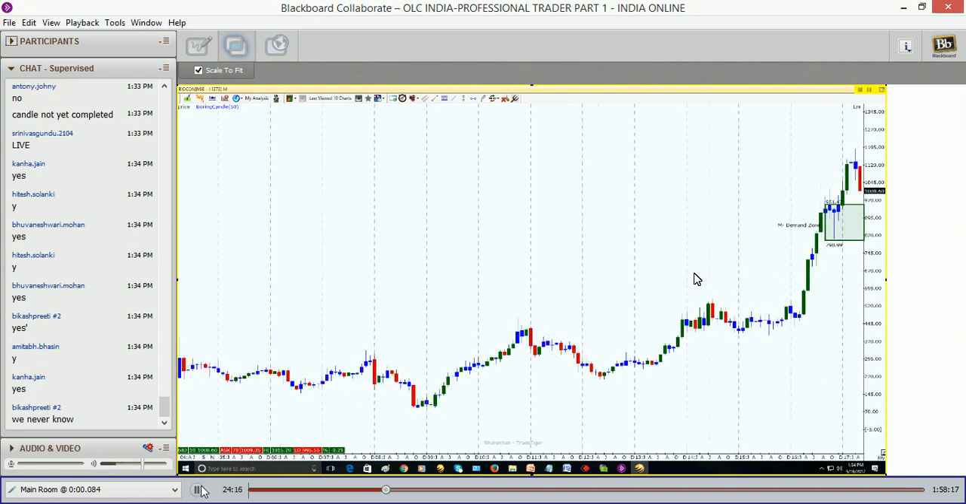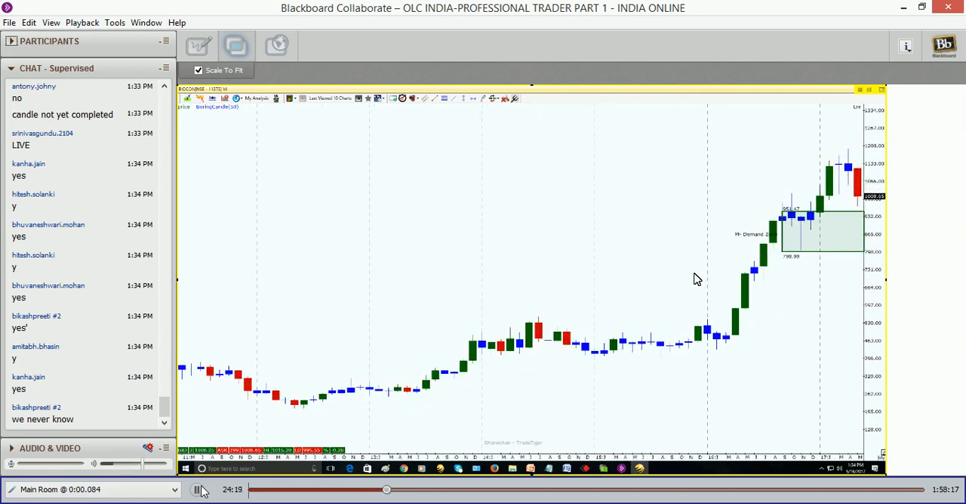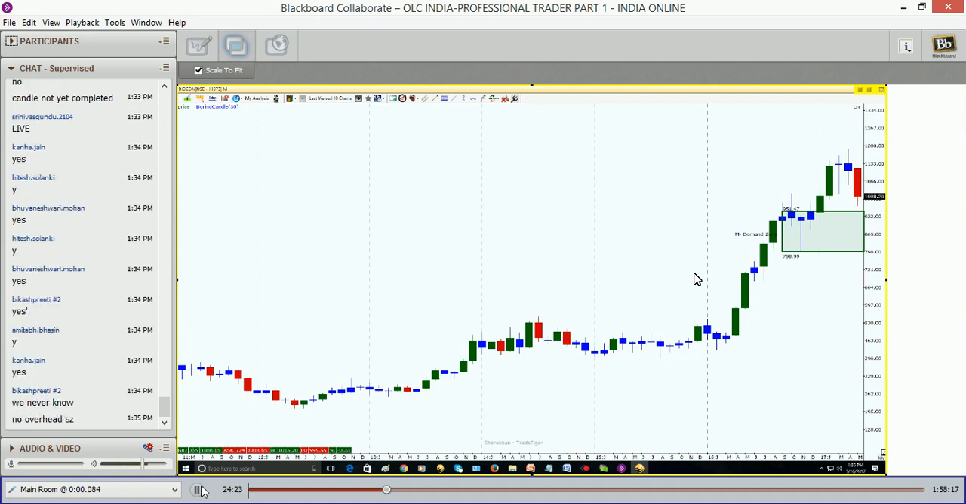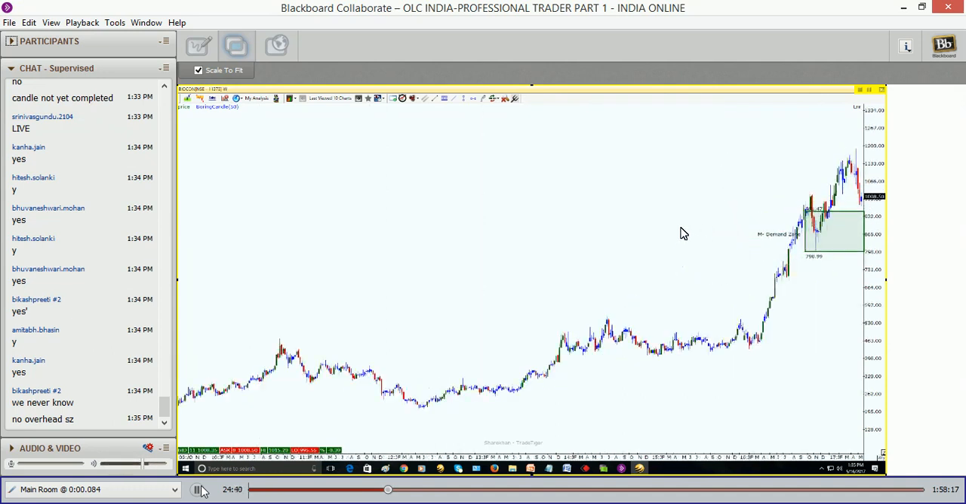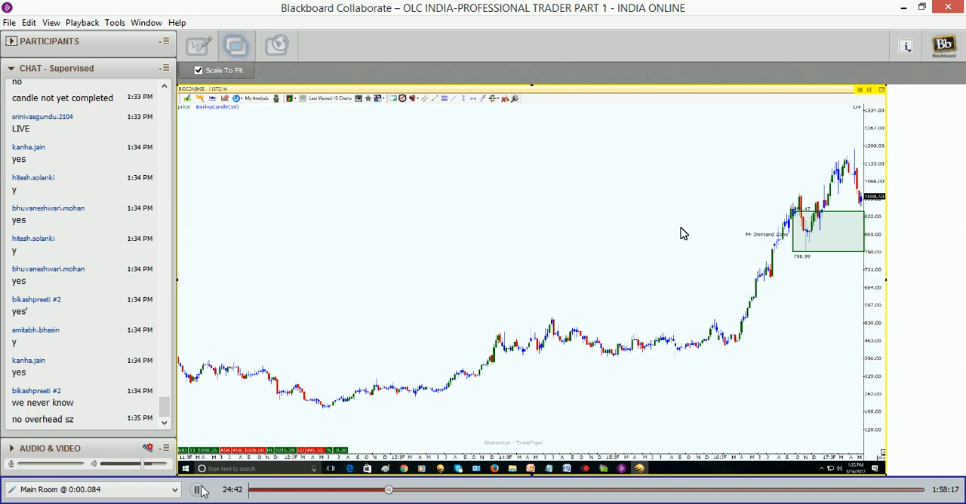Is there any other supply zone over here? Absolutely not. There is no other supply zone over here, which means by default we are in equilibrium and we are looking to trade in the direction of the trend. Now, even though I haven't taught you guys trend, by looking at this, what does your trend look like?